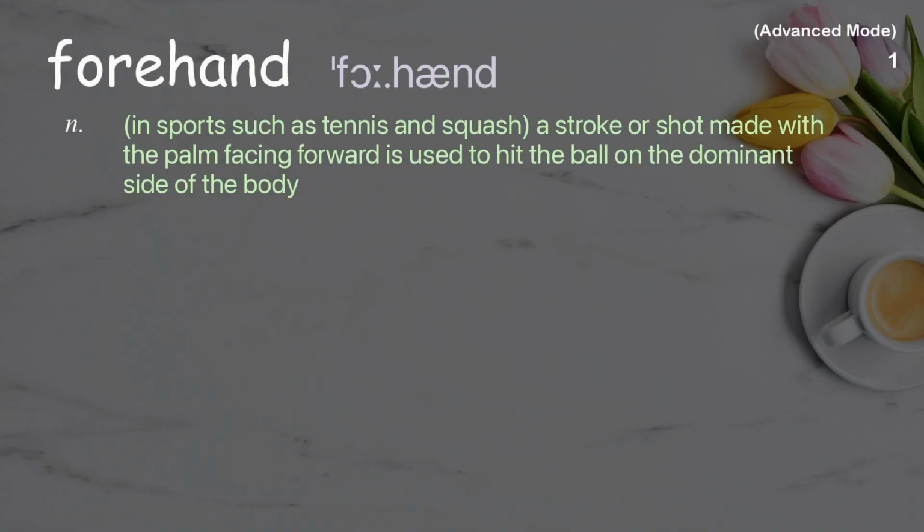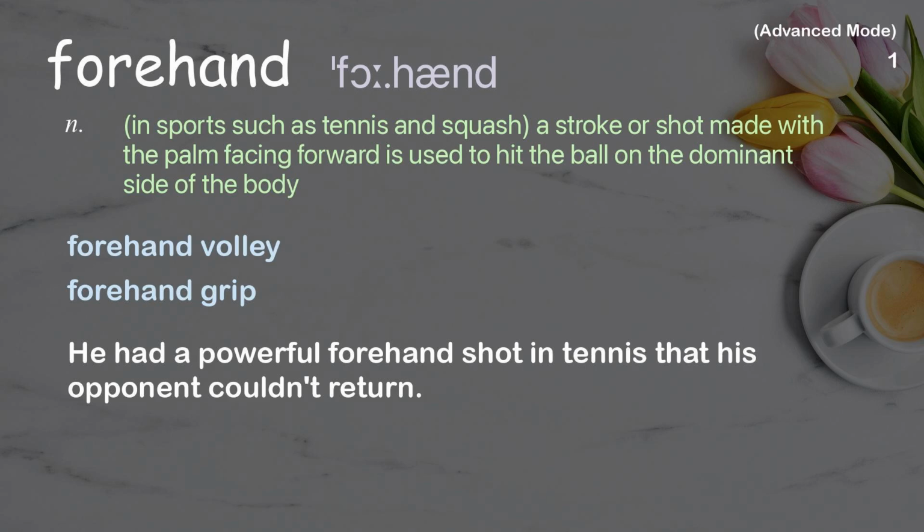Forehand. In sports such as tennis and squash, a stroke or shot made with the palm facing forward is used to hit the ball on the dominant side of the body. Examples: Forehand volley, forehand grip. He had a powerful forehand shot in tennis that his opponent couldn't return.